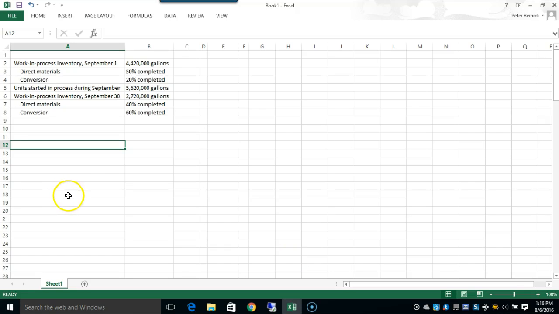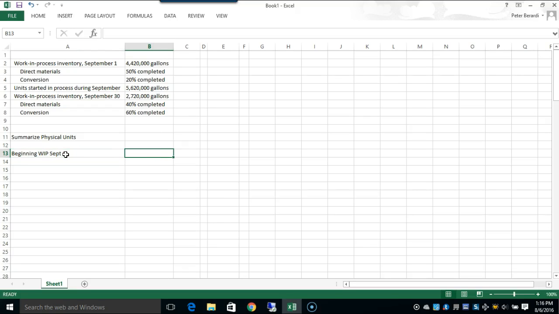So let's start with our step 1. Summarize physical units. So we start with beginning WIP, September 1st, of 4,420,000 gallons.